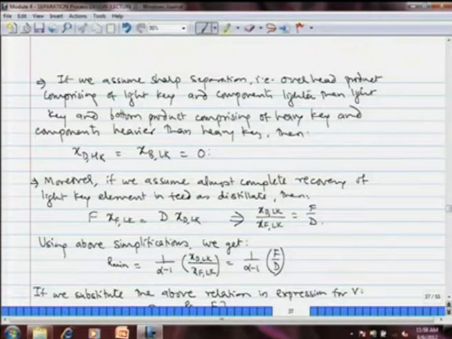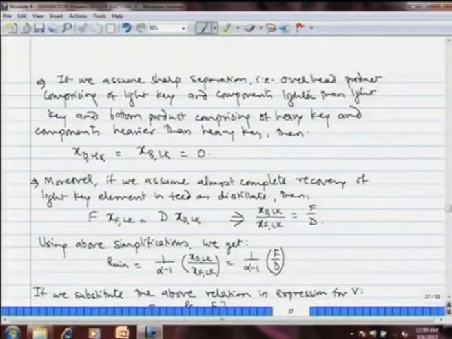Now, let us assume sharp separation. As I just mentioned, if the relative volatilities are sufficiently large, then you are likely to have a sharp separation, which means in, let us say, a 5 component mixture, if you are splitting between B and C, then only A and B will appear in the distillate and C, D, E will appear in the bottoms. No component heavier than C will appear in the distillate, and no component lighter than B will appear in the bottoms, that is obvious.